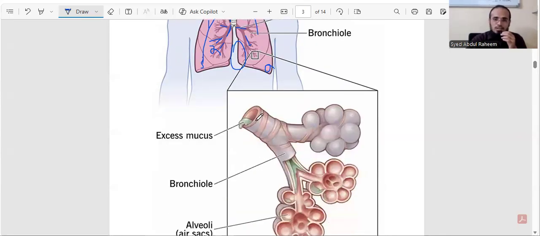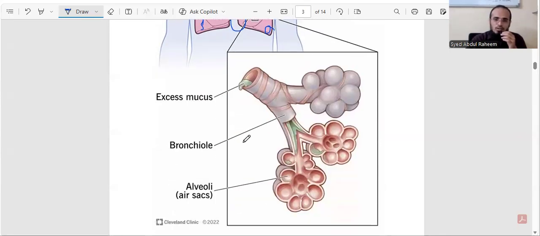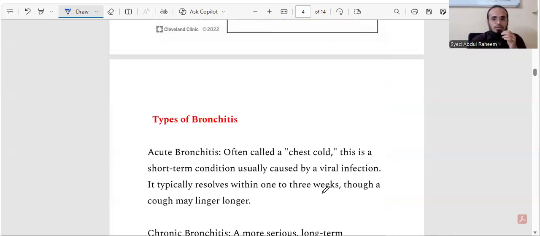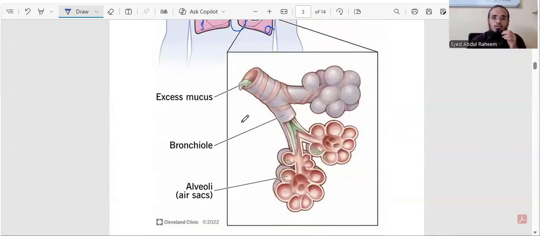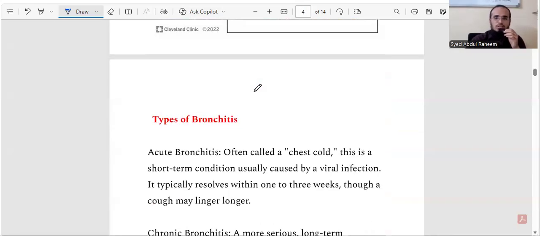You can see this is the bronchus or bronchiole, and this is the mucus. This is the alveoli, the air sac, like a balloon. They exchange the gases from here only. So here bronchitis occurs: inflammation of the bronchiole or bronchi, a single bronchus. It's also called chest cold, due to viral infection.